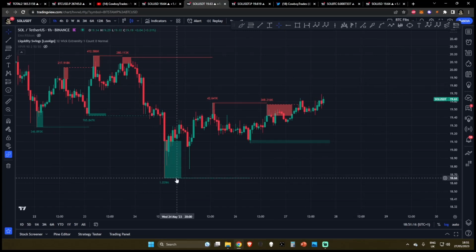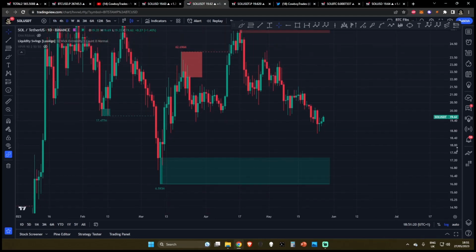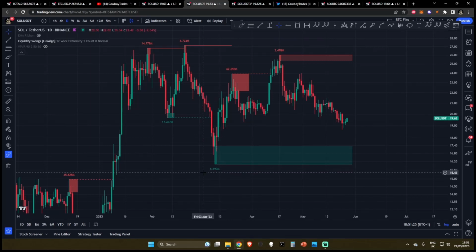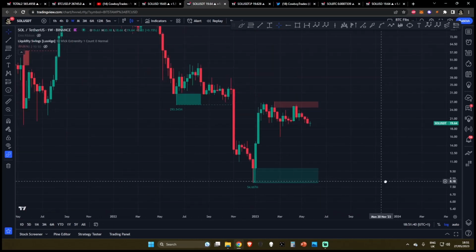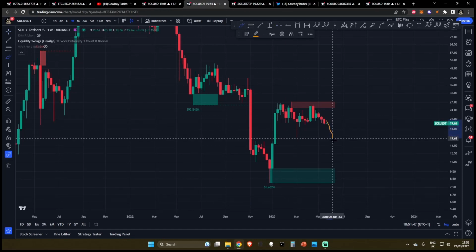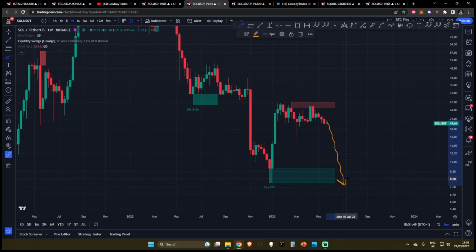Now, it's not only this big cluster down here at $18.66, which you might want to take interest in. Let's come over to the daily time frame and look at this massive cluster right down here. We've got 6.6 million worth of liquidity to the downside right here at $16. And if we come over to the weekly time frame, what have we got down here? 54.6 million. If you're a market maker, you are going to want to run it back and obviously grab that liquidity before making any sort of significant move.